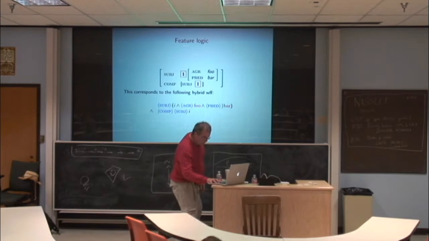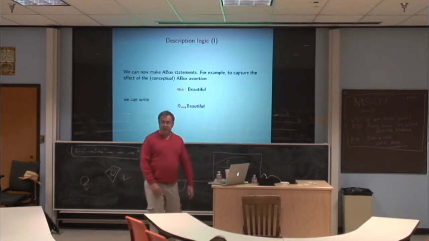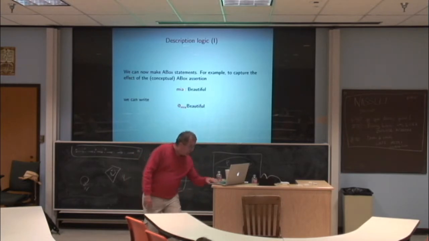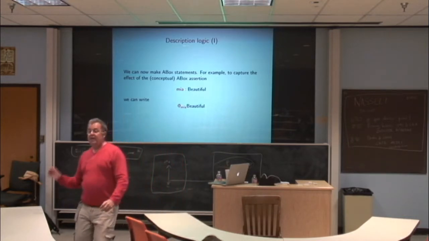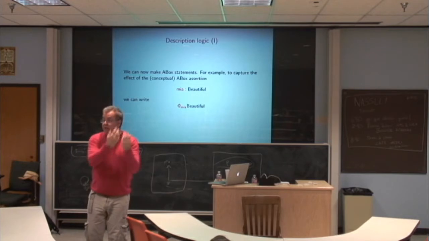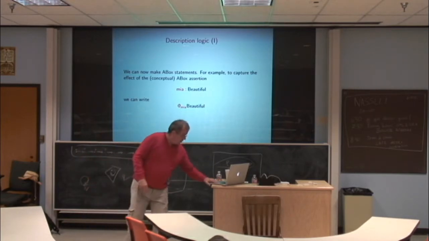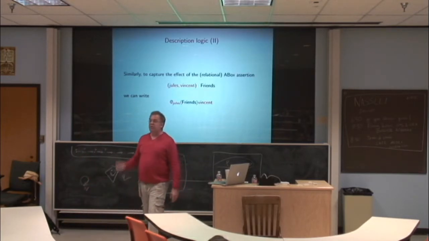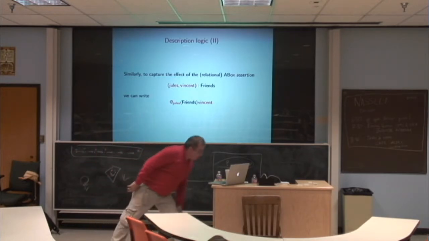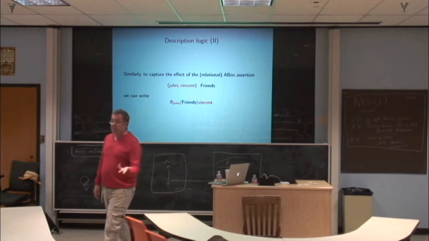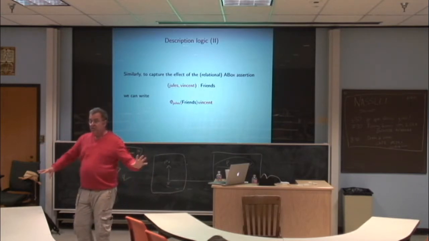And in description logic, we can say things like Mia is beautiful, where description logic would say Mia beautiful, we would say at Mia, go to Mia and evaluate for beauty. Or Jules, Vincent, friends: go to the person named Jules and see whether Vincent is one of his friends. Is the basic idea clear? Okay.